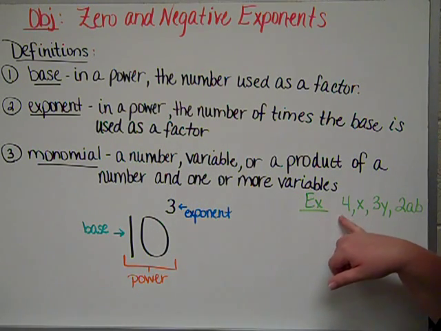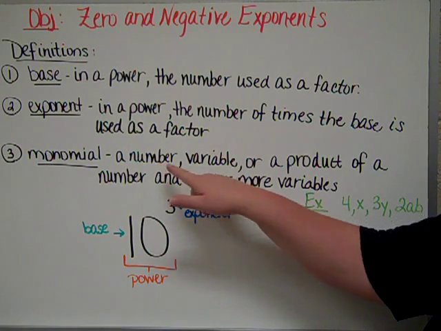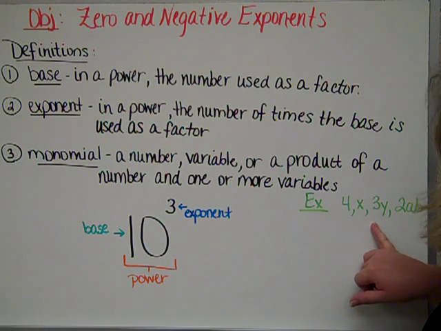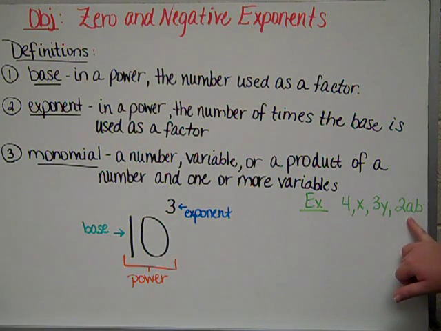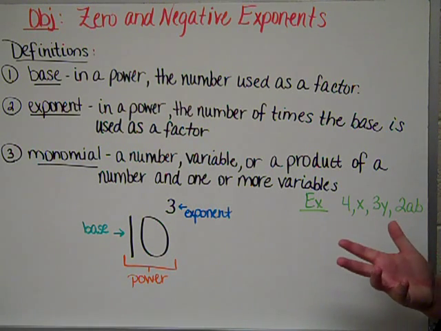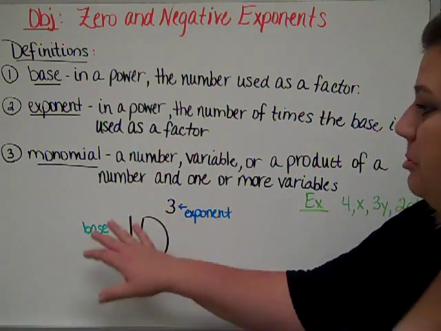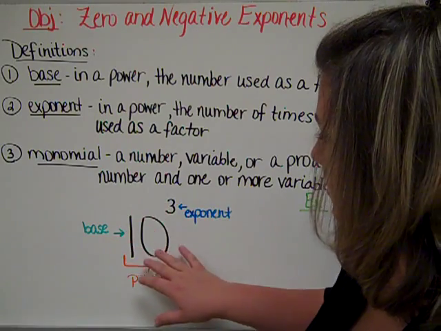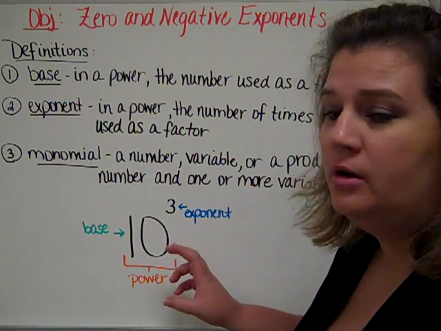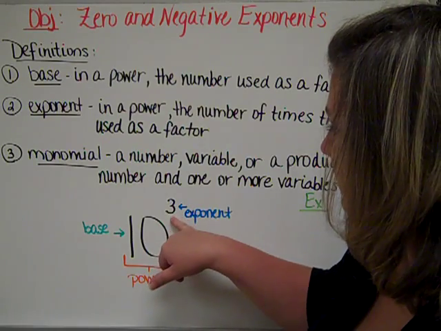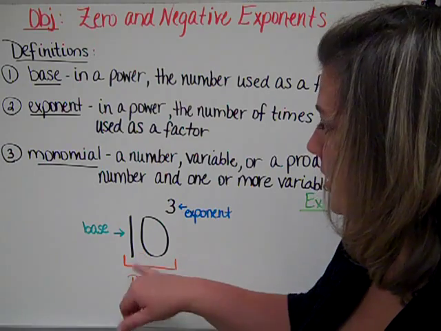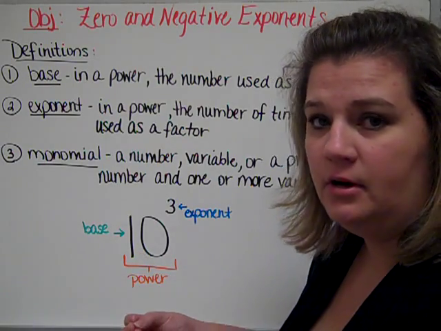So for example, 4, which is a number, a variable, x, or you can have both of them, a coefficient and a variable. You could also have more than one variable. That's what we call monomials. So let's look at the parts of a power. This whole thing, 10 to the third, is represented as a power. The 3 is the exponent of that power, and 10 is the base.